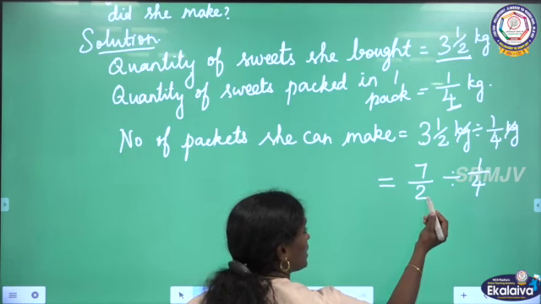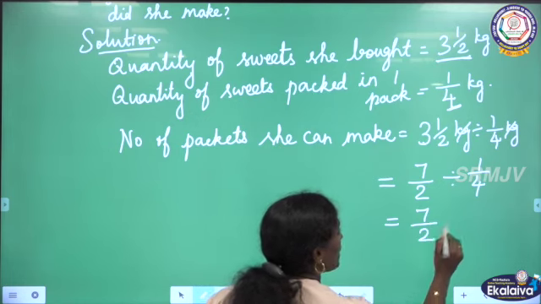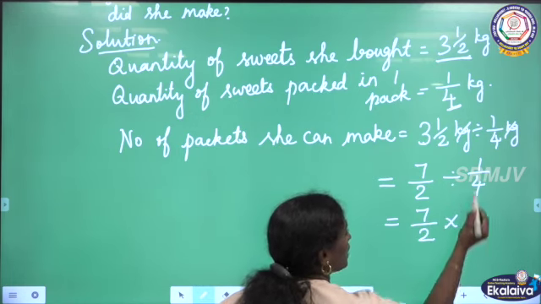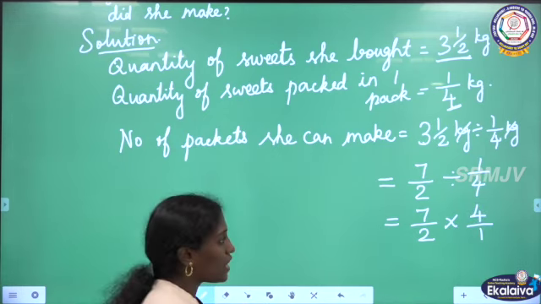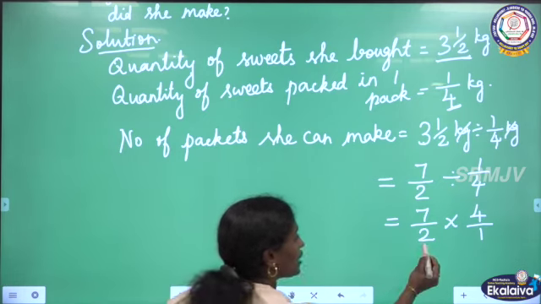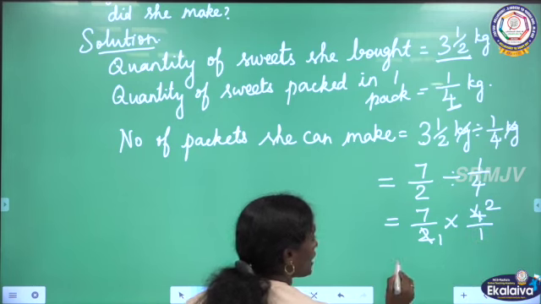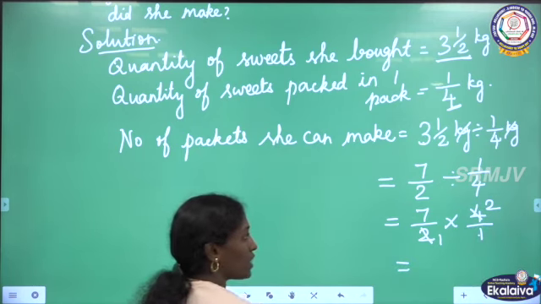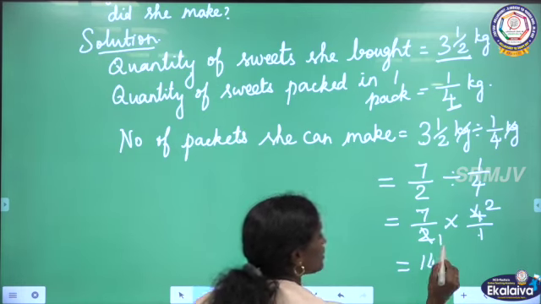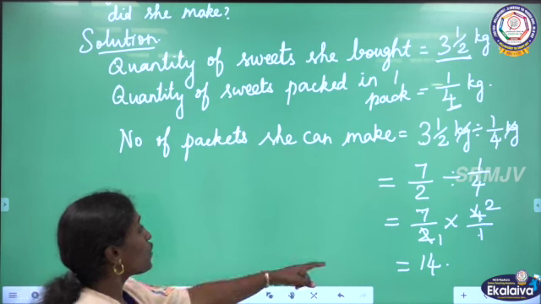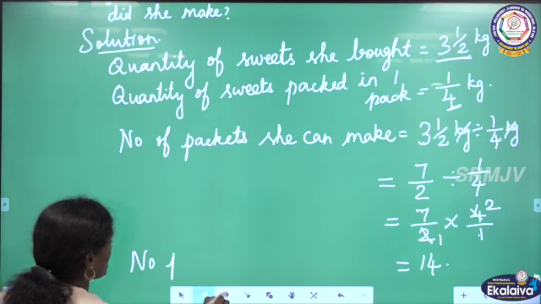To divide the fraction 7 by 2 by 1 by 4, we are going to multiply it by the reciprocal of the second fraction. 1 by 4, what is the reciprocal? 4 by 1. Now, can we reduce the numbers? Yes, we can reduce 2 and 4. In table 2, 1 time; in table 4, 2 times. Here in the denominator we are having 1 alone. So, we are going to multiply the numerator numbers. 7 2s are 14. So, she can make 14 packets. This is the number of packets she can make.